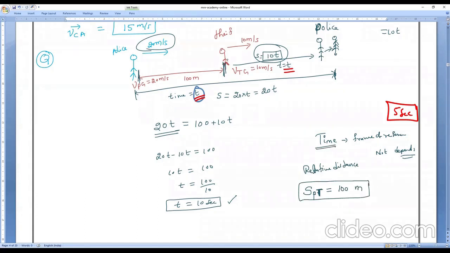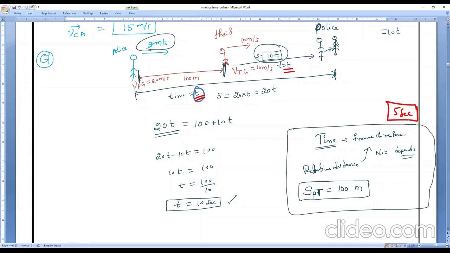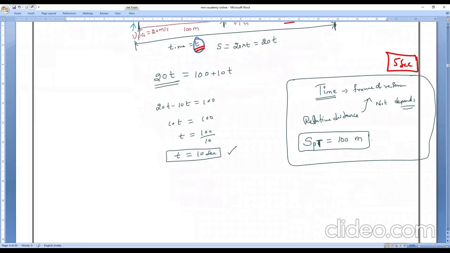Like time, relative distance also does not depend on what? Frame of reference. Very, very important point. Clear? Understood or not?